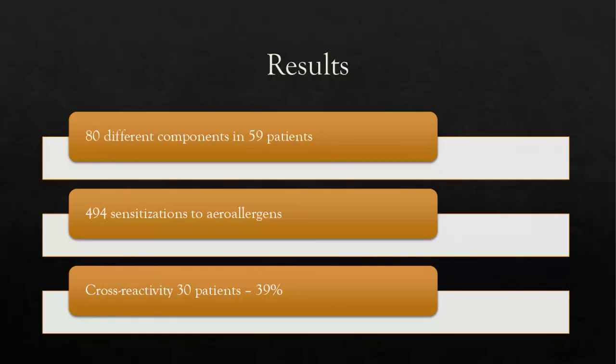So they found 80 different components in 59 patients, so that's about 78% of the participants. And they found that these patients were predominantly sensitized to molecules present in grass pollen, tree pollen, and house dust mite. In total, about 494 sensitizations to these aeroallergens were found. So that's about 8 sensitizations per participant. They were also able to detect cross-reactivity in 30 patients, which is about 39%. And something that is interesting to note is that all 30 of these patients were sensitized to birch pollen.